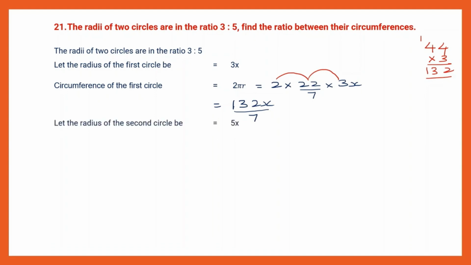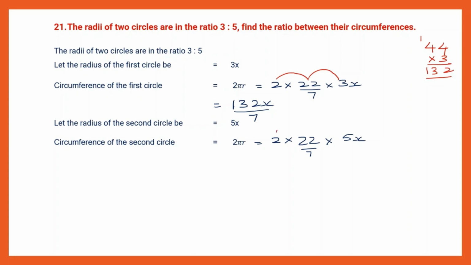Now, let the radius of the second circle be 5x. How did we get that? In the ratio, the second number will be taken as the radius of the second circle. So 5 is given here. So we said let the radius be 5x. Then to find the circumference, we use the formula 2 pi r, which is 2 into pi, and pi is 22 by 7, into r, and r is 5x.